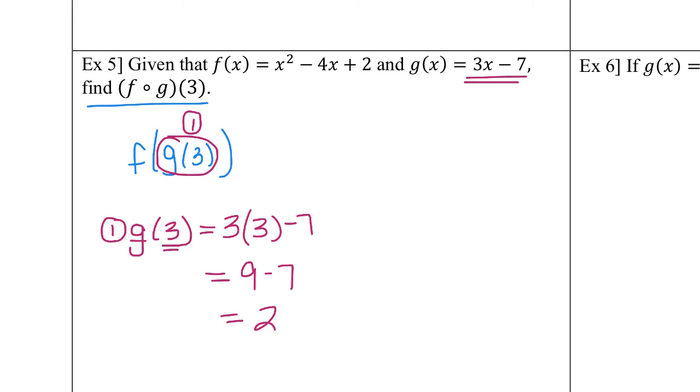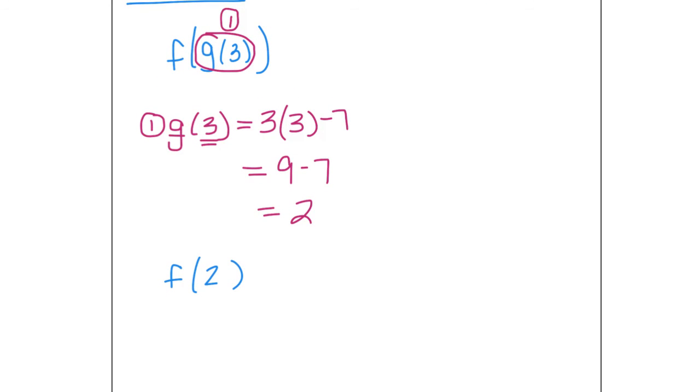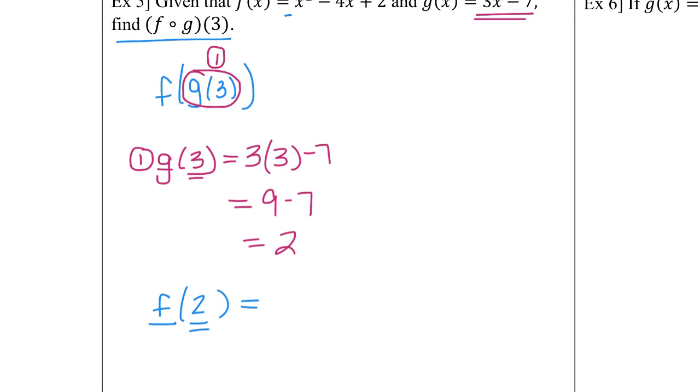So now what we have is f of 2. If we take this g of 3, well, g of 3 was equal to 2, so I can freely replace these two things. So g of 3 gets replaced with a 2, and now this is much simpler to handle. I can do f of 2 very quickly, because I'm going to replace all the x's with a 2 inside the function f. So f was x squared minus 4x plus 2.